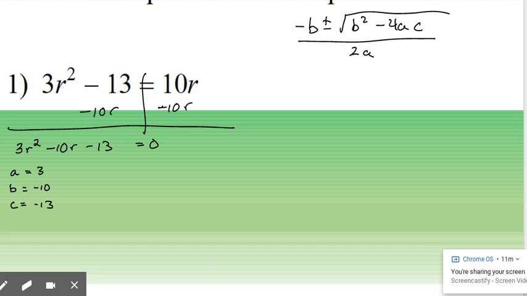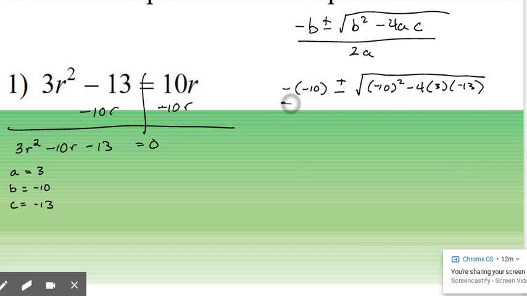So it says negative B. So I have negative, and then my B value, negative 10, plus or minus the square root of B squared minus 4 times A times C. And this is all over 2A.